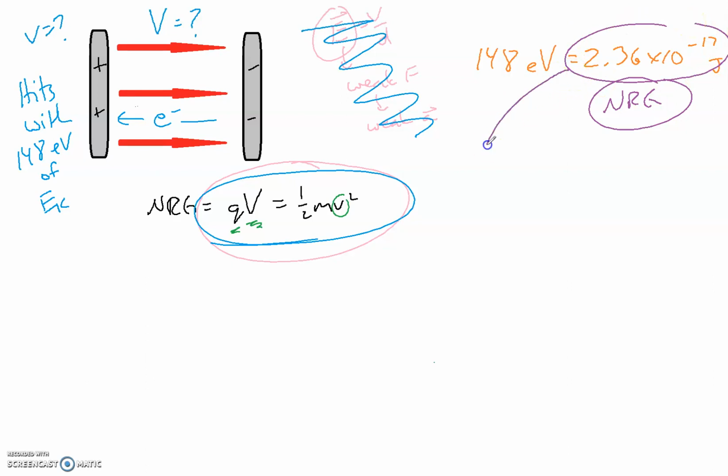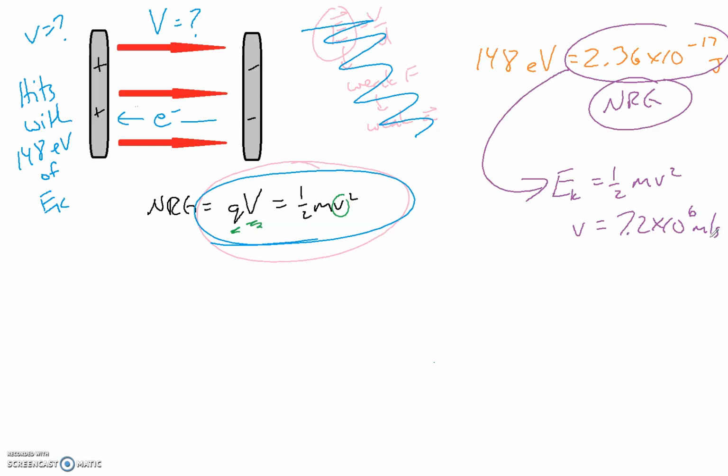So if I take that 2.36 times 10 to the negative 17, I can make that equal to my kinetic energy, and then I can use that to solve for how fast it was going. Okay, so I put in the 2.36 times 10 to the negative 17, and I multiply by 2 divided by the mass of the electron, get the v squared, don't forget to square root for the v, and I can calculate how fast it was going. And if I do that, I find it was going 7.2 times 10 to the 6 meters per second. Okay, so that's how fast it was going.